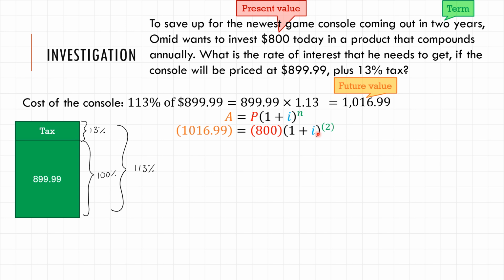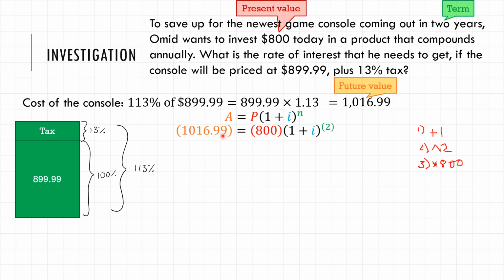Well, if I gave you a value for I, and we want to isolate I, the first thing you'd have to do is add one, and then take it to the power of two, and then multiply it by 800, if you were following the order of operations correctly. So I'm just going to write those down on the side here. We add one, then we take our answer and take it to the power of two, and then we take our answer from there and multiply it by 800. And that should give us our final future amount of $1,016.99.